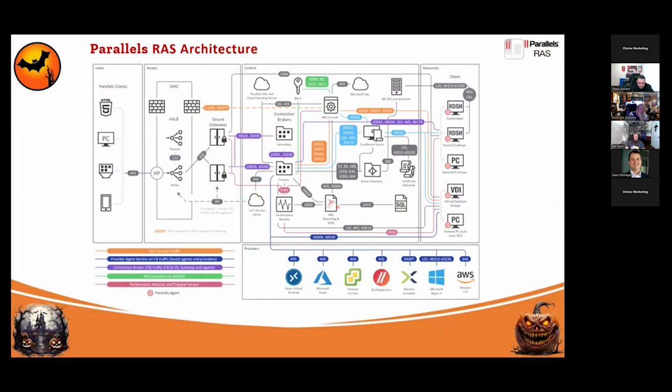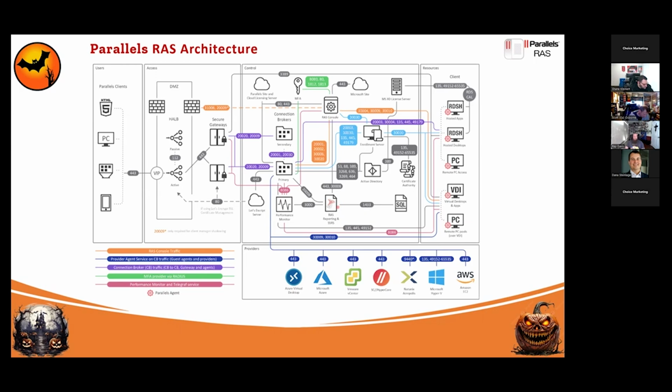All right, so here's the RAS architecture. As you can tell, they have a lot of ports. They have a client that gets installed on the client's end: mobile, PC, HTML. They talk to what's called a HALB. It's a built-in HA load balancer. It's not a NetScaler, but it is their own load balancing appliance. And then that goes into the secure gateway. You can think of the secure gateway like a front end.